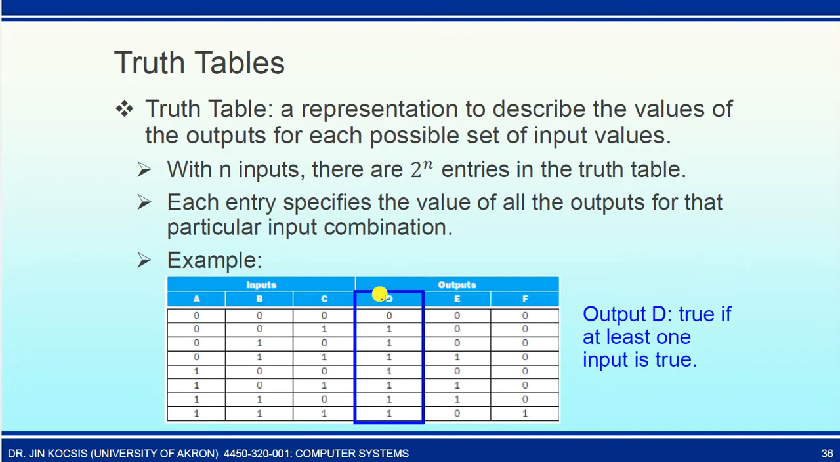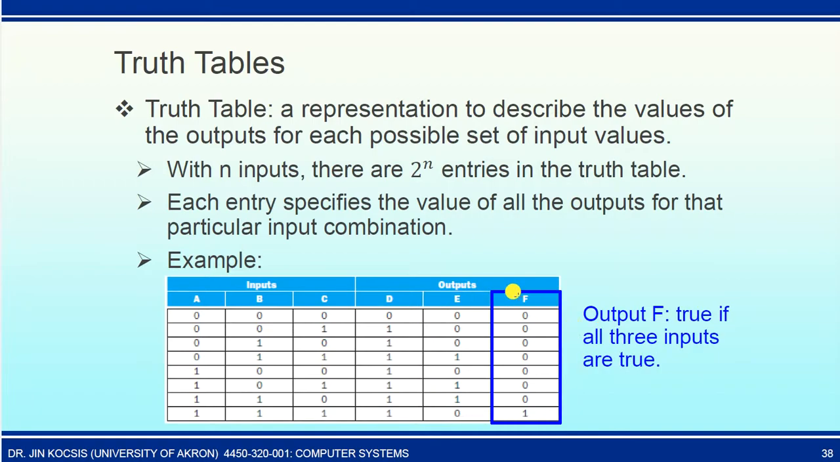If you look here, D is all ones except the first situation, when A, B, C are all zeros. So in other words, D indicates that as long as one of the inputs is 1, the output D will be 1, right? Similarly, if you look at F, all the others are 0. Only one is 1, which is when A, B, C are all 1. So that means F will be 1 only when A, B, C are all 1s. In other words, F will be true if all 3 inputs are true.